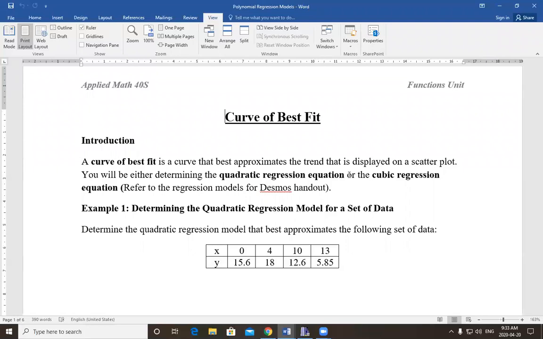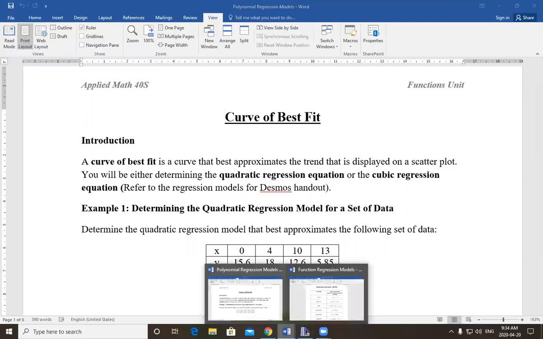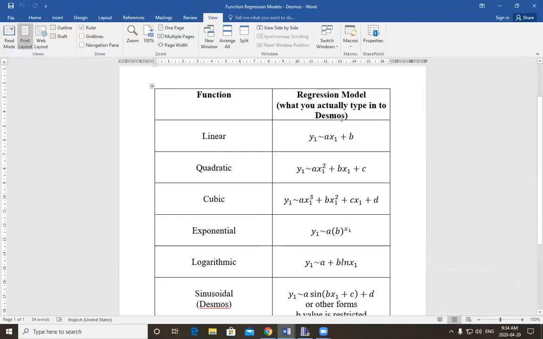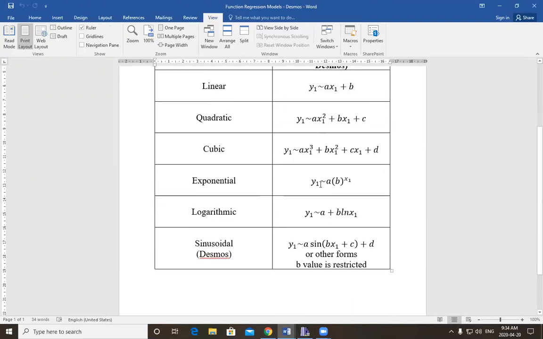In Applied 4DS, we will continue to use Desmos. So you will need to refer to the very important document that was provided on my website, the function regression models. So these are the models that we'll actually be using. I did include linear for the sake of remote learning and the time frame. We're not going to be doing any linear examples. However, we'll be doing the rest of them.